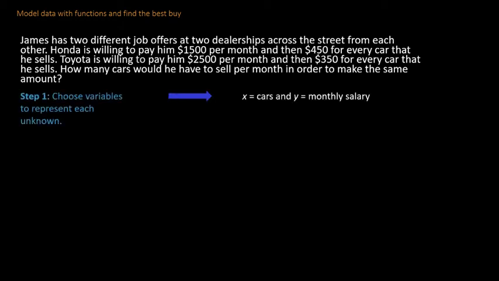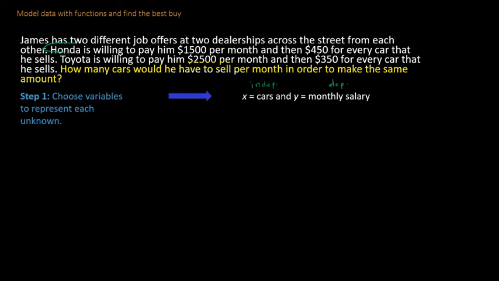Once again, we're going to choose variables to represent our unknowns. Well, what are our unknowns? Let's highlight. It says, how many cars would he have to sell per month in order to make the same amount of money? So our two variables are X, the number of cars being sold, and Y, the salary. And once again, notice that I've set Y equal to my dependent variable. That monthly salary is going to depend on X, my independent variable, the number of cars that are going to be sold. Now let's create equations to represent each dealership.